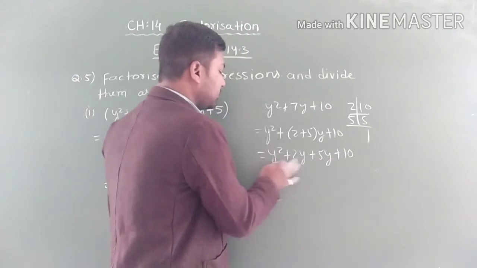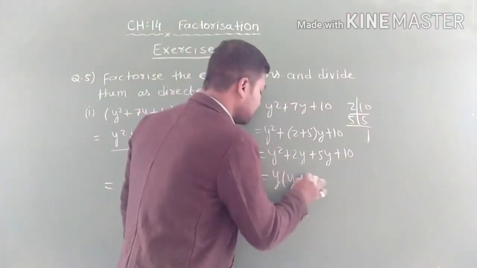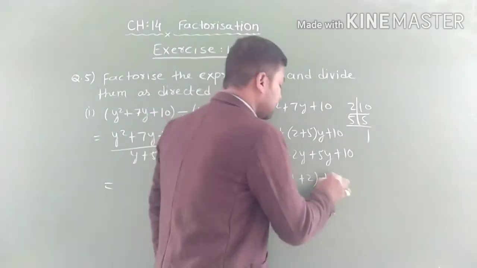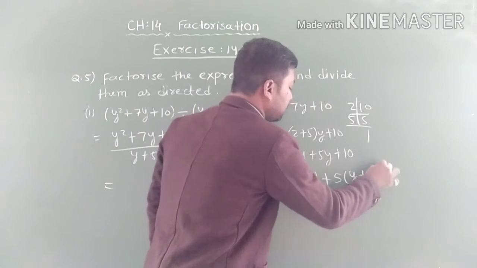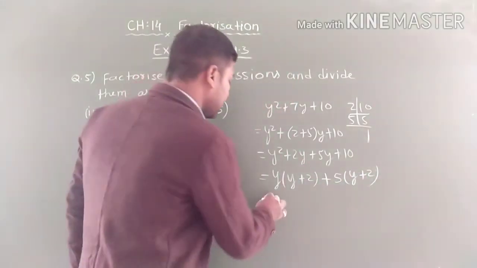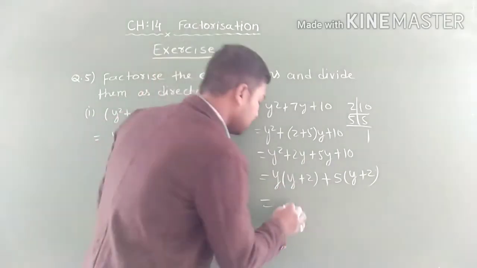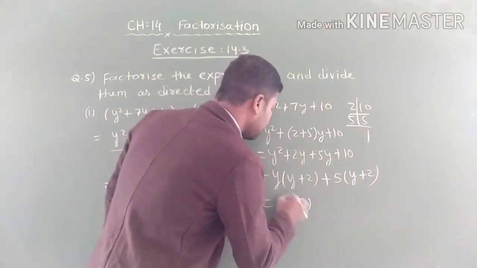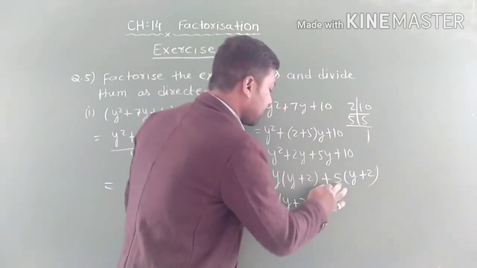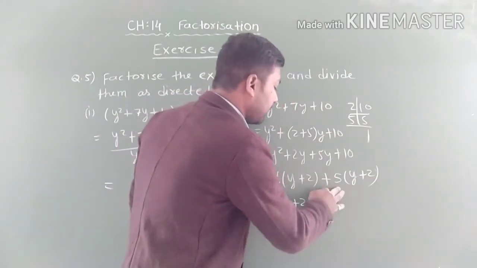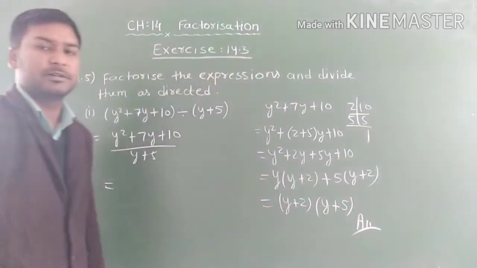Now in the first two terms we take common, so y is common, y into y plus 2. Now in the third and fourth terms, 5 is common, so 5 into y plus 2 is 10. Okay, now this is the first term, this is the second term. y plus 2 is common, so this will be y plus 2, and what is left? y is left, plus 5 is left. Okay, so this will be the answer.